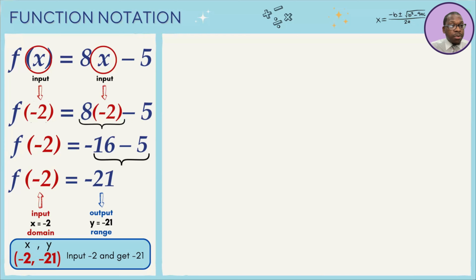If you input -2 for every x, you should get out -21 for your y. Let's look at another problem. In this case, g of x equals 20 minus 5 times x minus 4. Please realize you won't always get f all the time. You can get any letter. G of x, h of x, p of x, whatever letter you can think of.